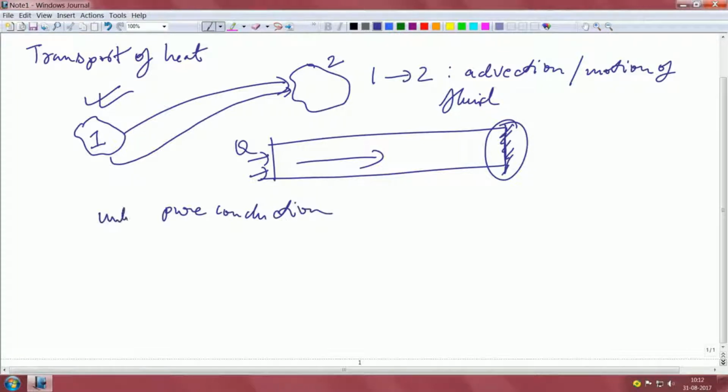So, unlike pure conduction, advection or fluid motion plays an important role.